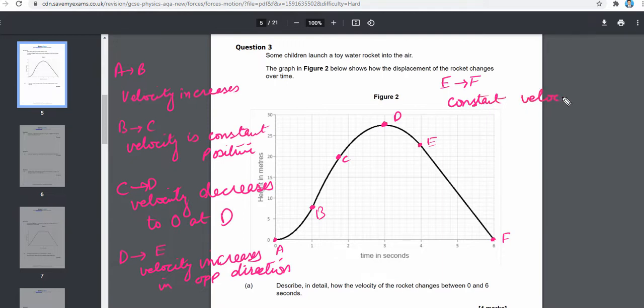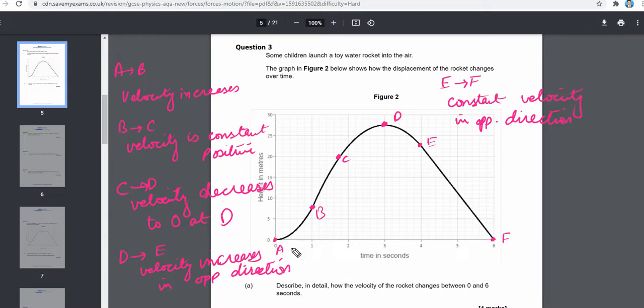Constant velocity in opposite direction. So this is basically the detail of the graph between points A, B, C, D, E, and F. So this is how you can explain.